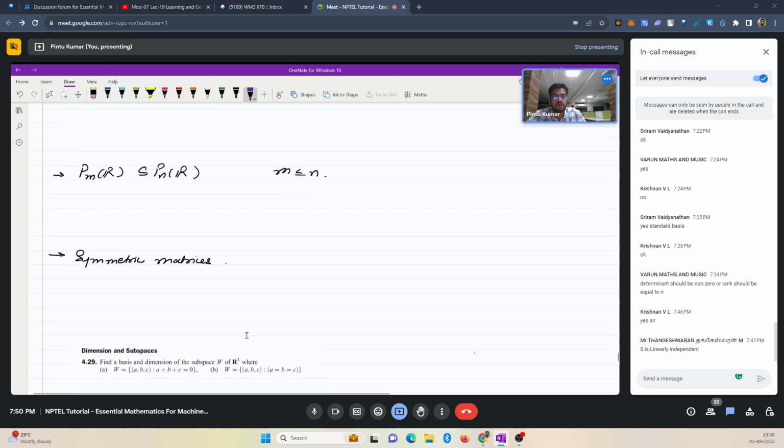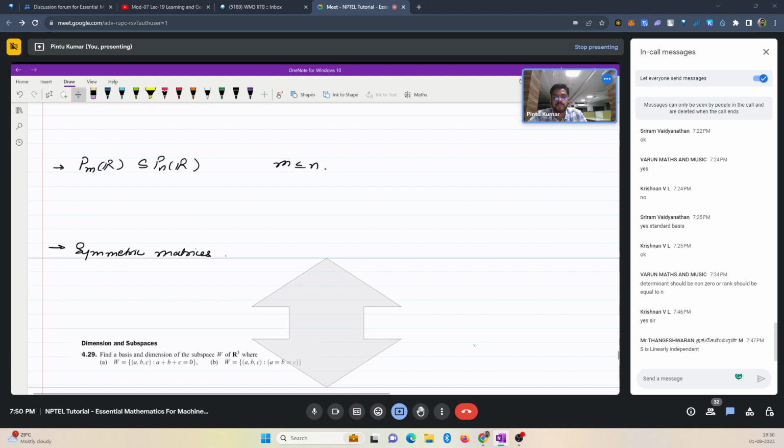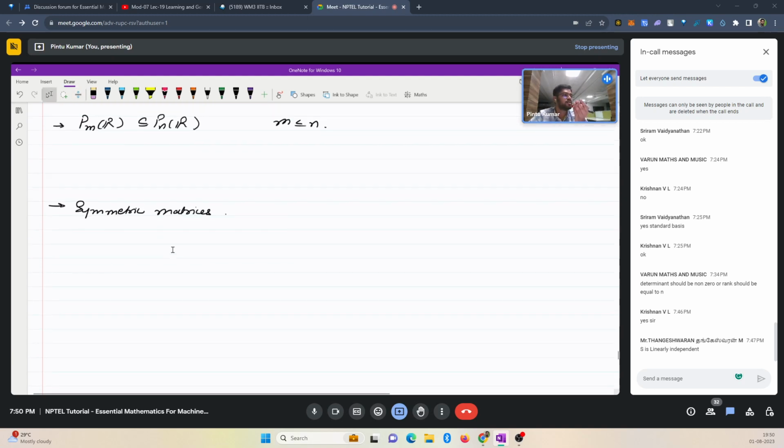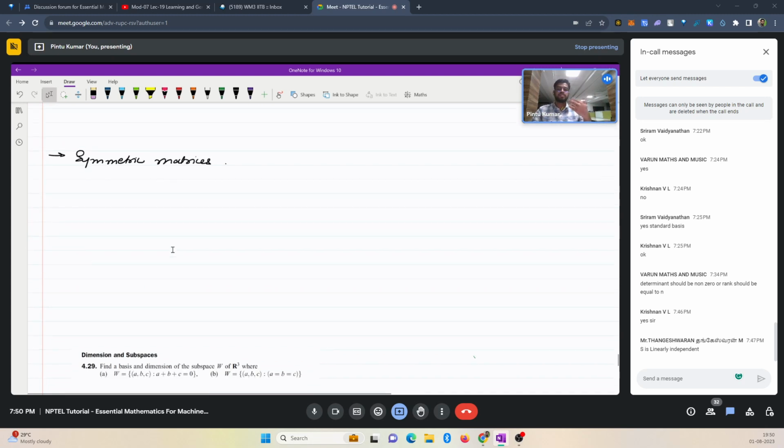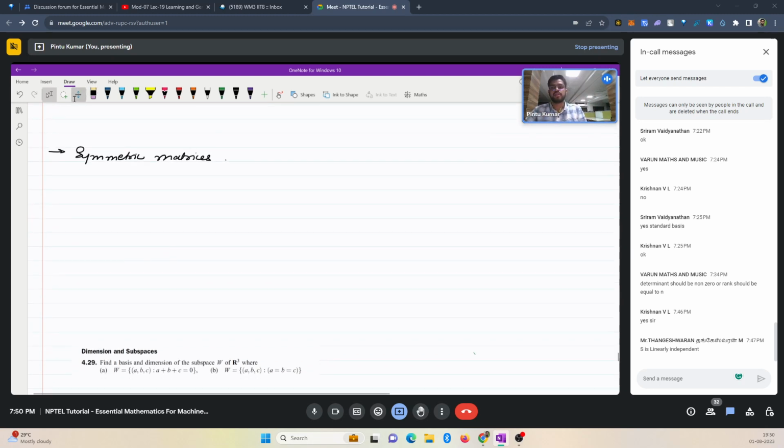One more example that I'll do is the dimension of the space of symmetric matrices. In the assignment, I think there is a question where you have been asked to find the dimension of skew symmetric matrices. So I'll do it for the symmetric matrices, and you can similarly try for skew symmetric matrices.